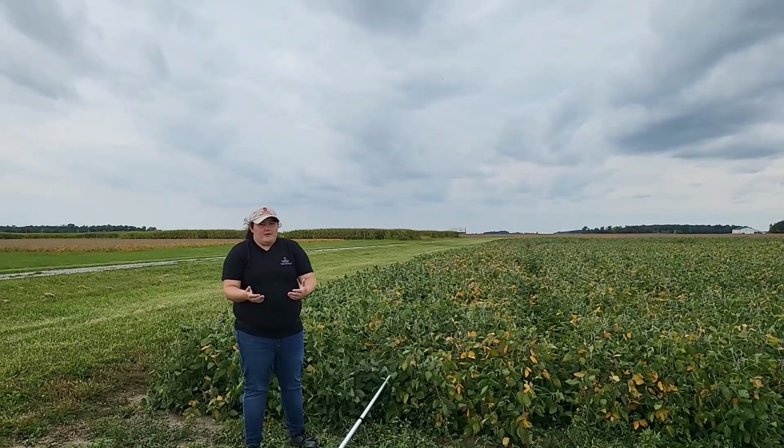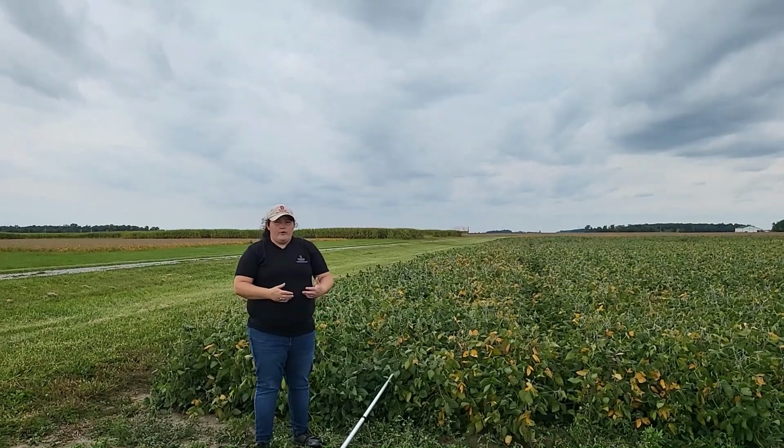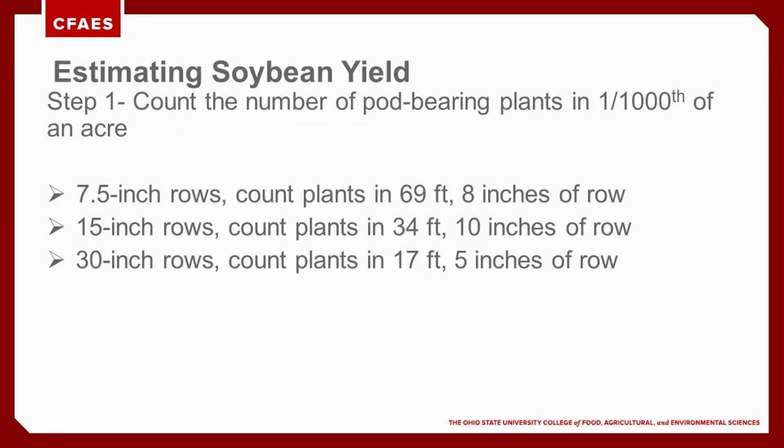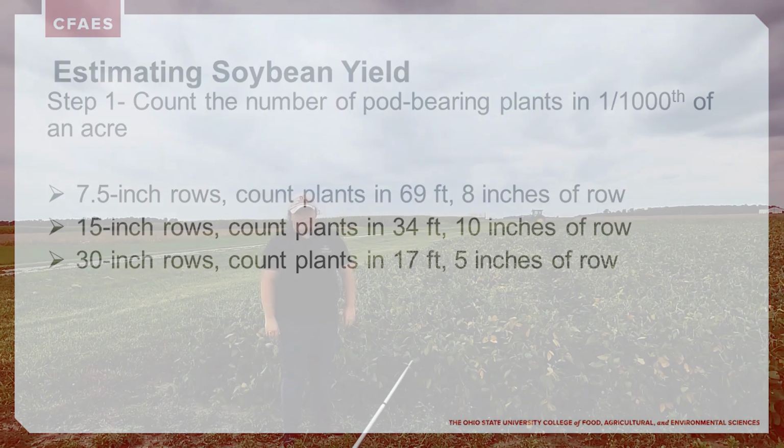The first step of yield estimates is population. Now, the way we count population will vary based on what your row width is. If you have a 7.5-inch row width, you will count 69 feet 8 inches of row. If you have 15-inch rows, you will take 17 feet 5 inches and count both sides of your yardstick or measuring stick. Then, if you have 30-inch rows, you'll count one side of 17 feet 5 inches.